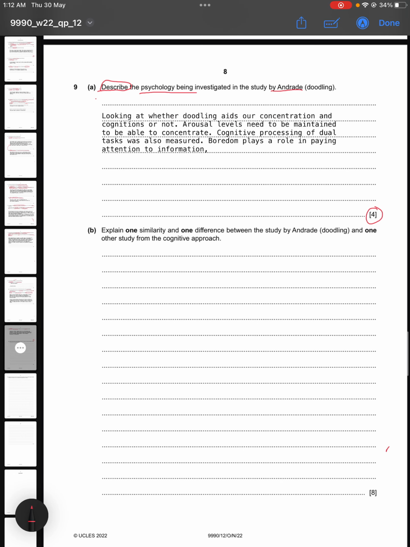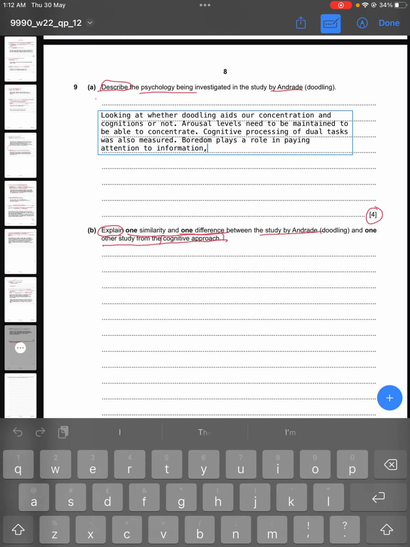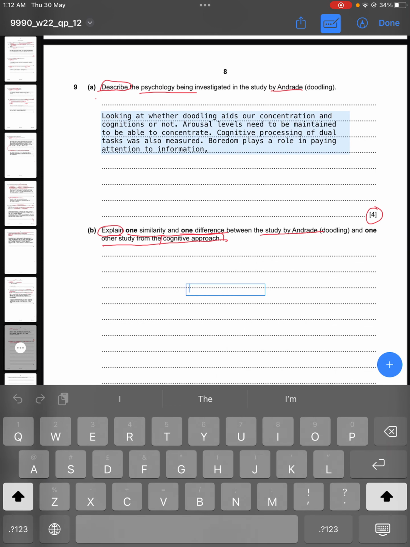And then part B says, explain one similarity and one difference between the study by Andrade and one other study from the cognitive approach. So we can use any study from the cognitive approach, for example, the study by Laney or the Baron-Cohen study. Over here we have to mention one similarity and one difference, like 4 marks for similarity and 4 marks for difference.